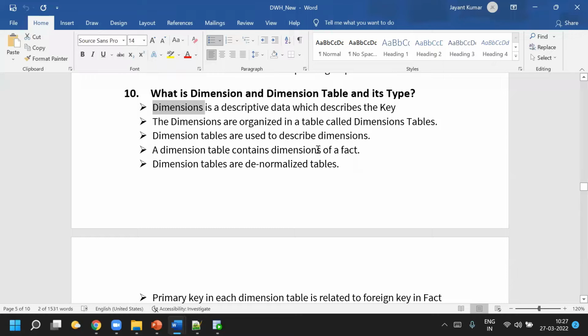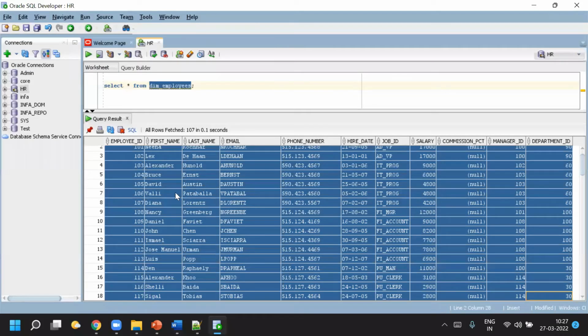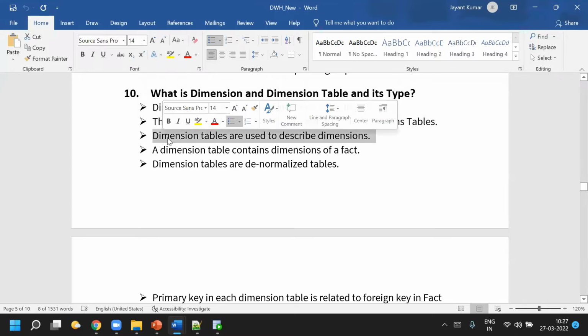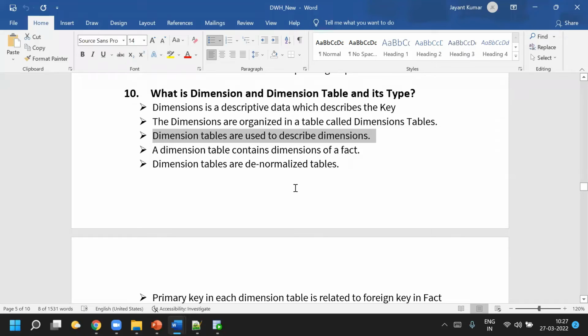So the dimensions are organized in a table called the dimensions table. That's what I just told you. Dimensions are all these values. Dimensions tables are used to describe dimensions. A dimension table contains dimensions of a fact. We will discuss the fact table later, and we'll consider this point pending from this topic.